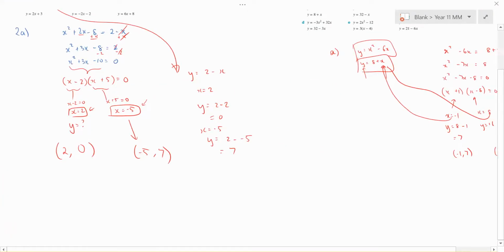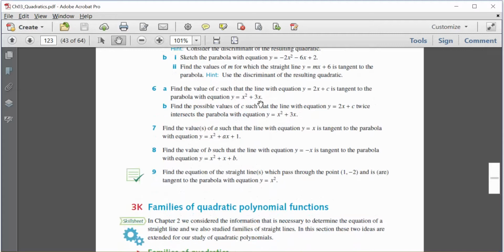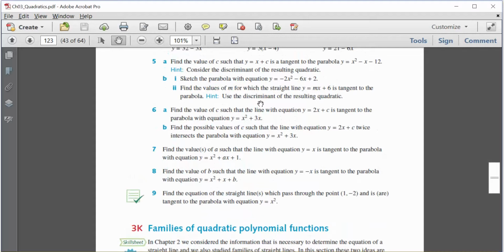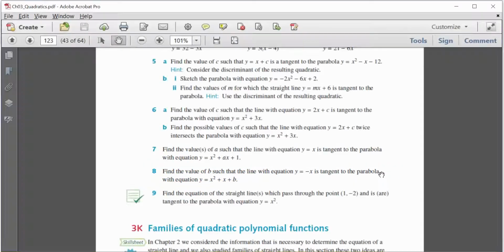Now, let's go on to something a bit trickier. So let's have a look at these types of questions. Let's do, maybe we do 8. Should we do 8? Yeah, we'll do question 8. Okay, we'll do question 8 together.